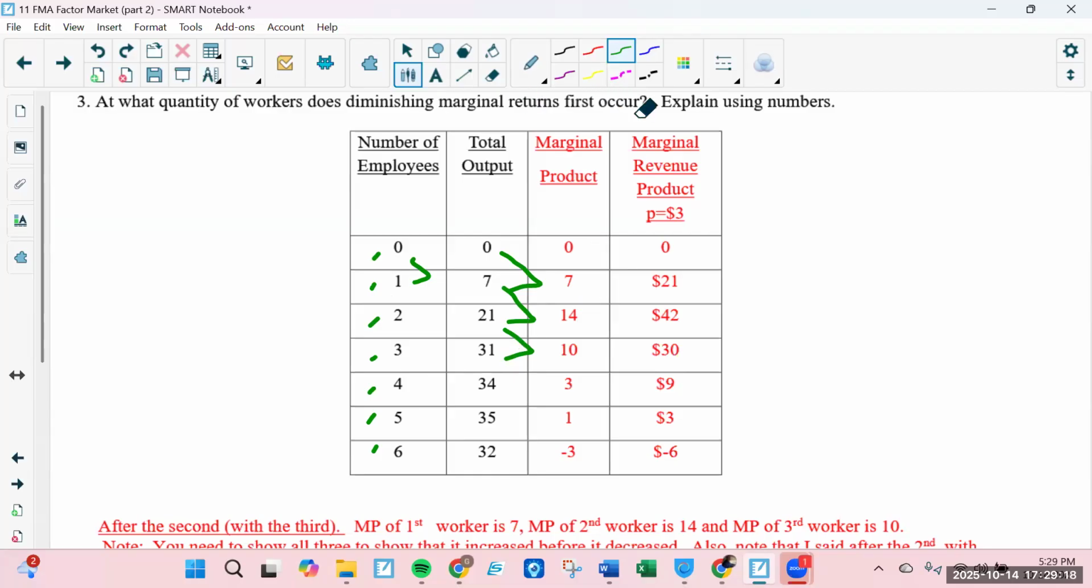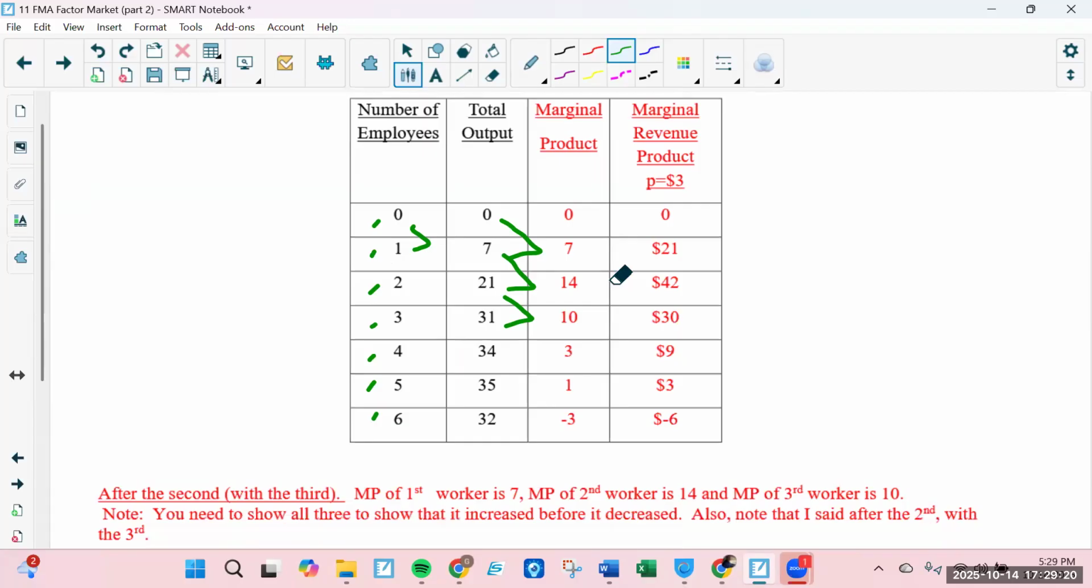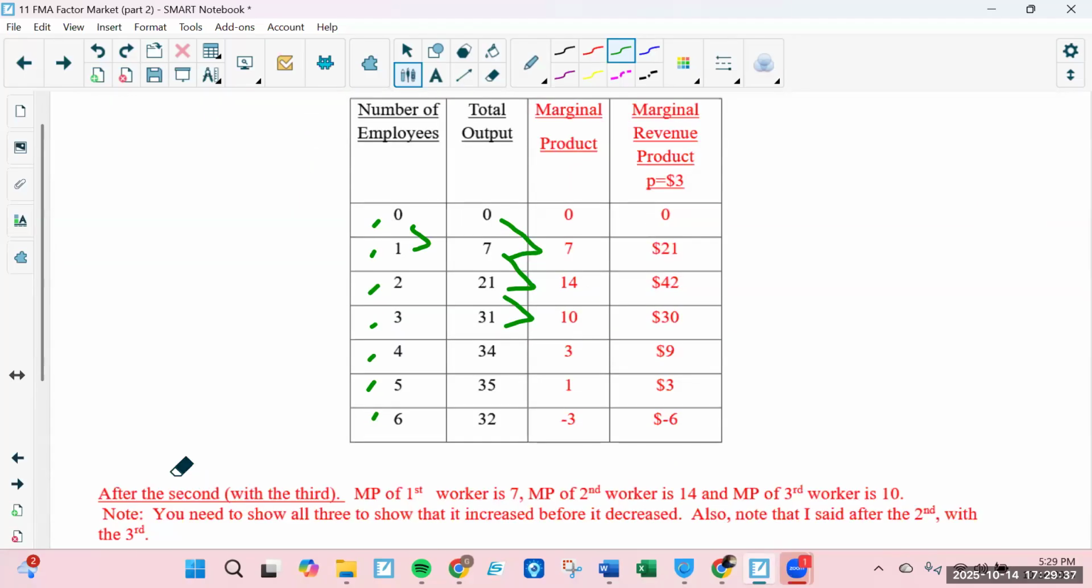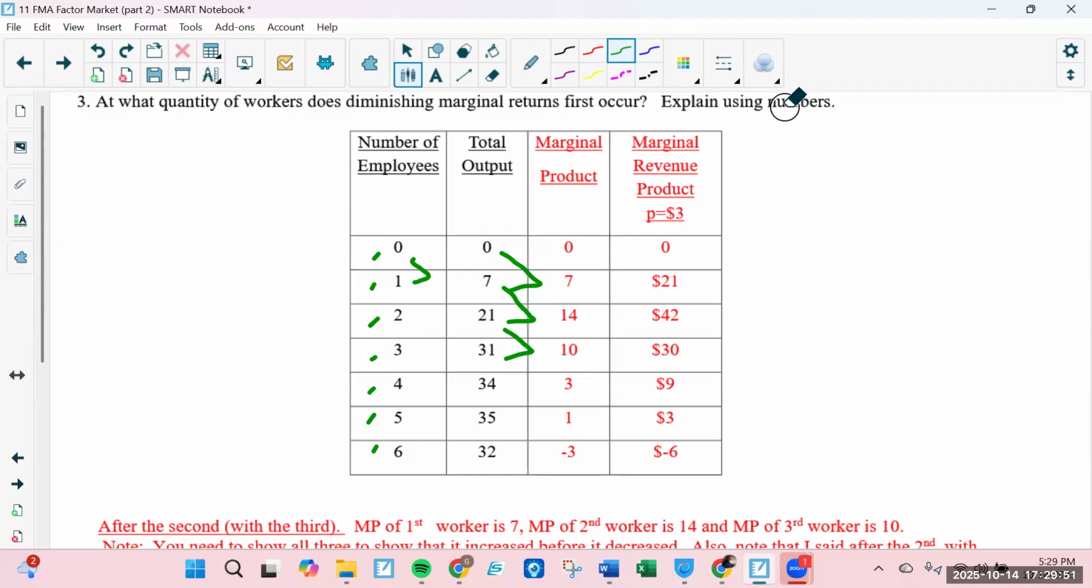So where does diminishing marginal returns first occur? The answer is after the second worker or with the third worker, because it could actually have occurred somewhere in between. The question says at what quantity? I would actually answer it as after the second, with the third, because we don't really know it occurred with the third. It might have occurred with 2.1 workers, but they would give it to you if you said with the third worker. But anyway, the interesting thing is it then says explain with numbers.